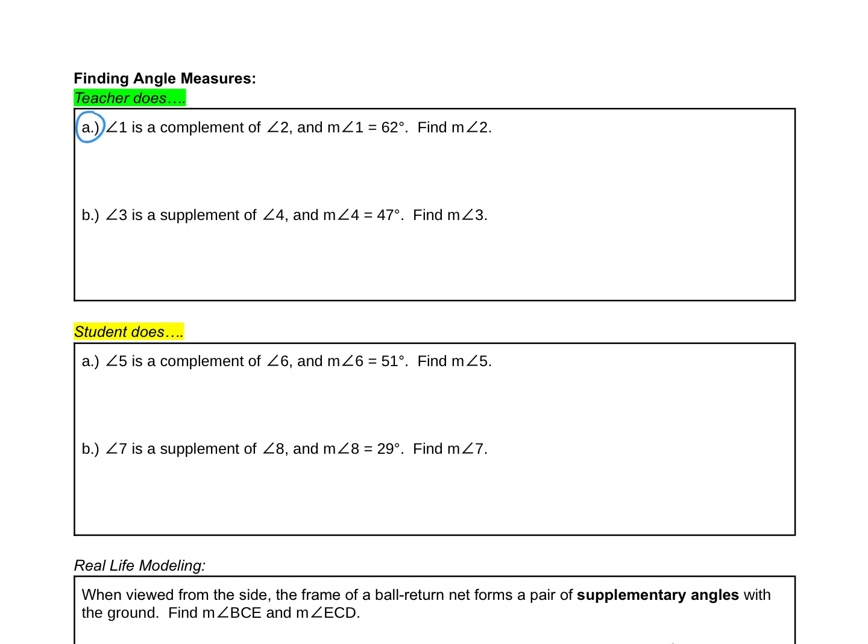I'm gonna do this one. I'm gonna skip that one. You're gonna do the next 2. Angle 1 is a complement of angle 2. Angle 1 is 62 degrees. Find angle 2. What does complement mean? They add up to 90. So if I take angle 1 and I add it to angle 2, I'm going to get 90 degrees. Angle 1 is 62 degrees.